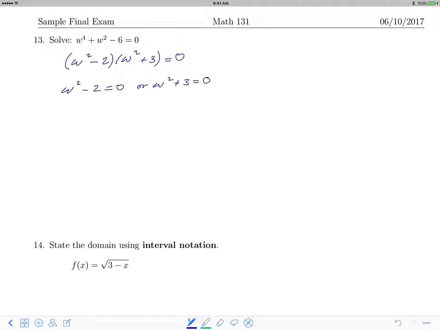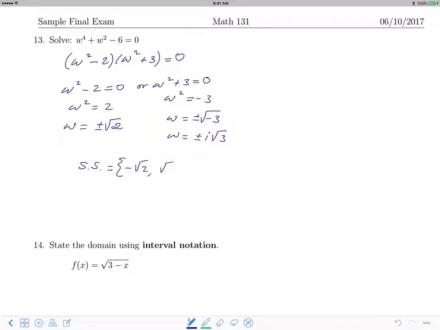Now, here we can rewrite this as w squared equals 2, and then use the square root principle, which gives us w equals plus or minus square root of 2. Similarly, for the second one, we can rewrite this as w squared equals negative 3, and so the square root principle tells us this is plus or minus the square root of negative 3, which is, of course, a purely imaginary number. It's plus or minus i square root of 3. So this equation actually has 4 solutions: negative root 2, positive root 2, negative i root 3, and i root 3.